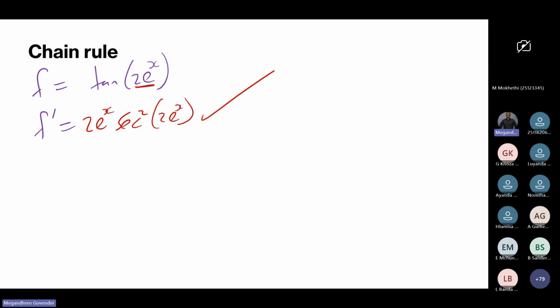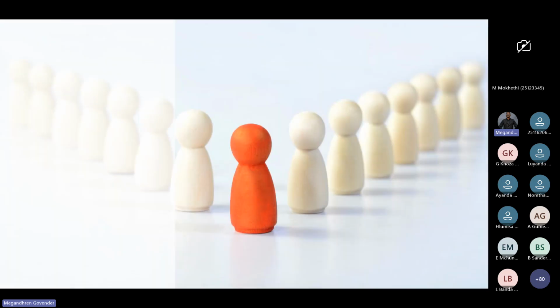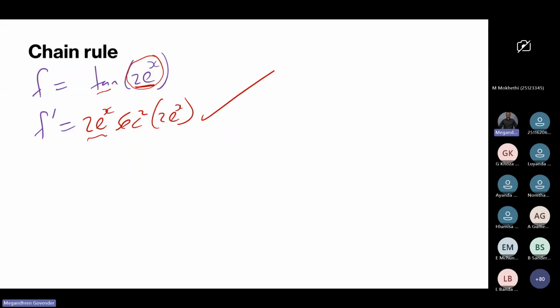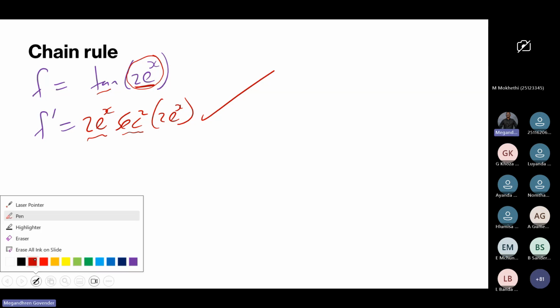Right? So let's look at this again. How did we get that? The derivative of 2e to the x is 2e to the x. The derivative of tan of something is sec squared of that something, and we got the answer. Are you happy with that, guys? Yes? Right, let's try one more and make sure that we understand it.